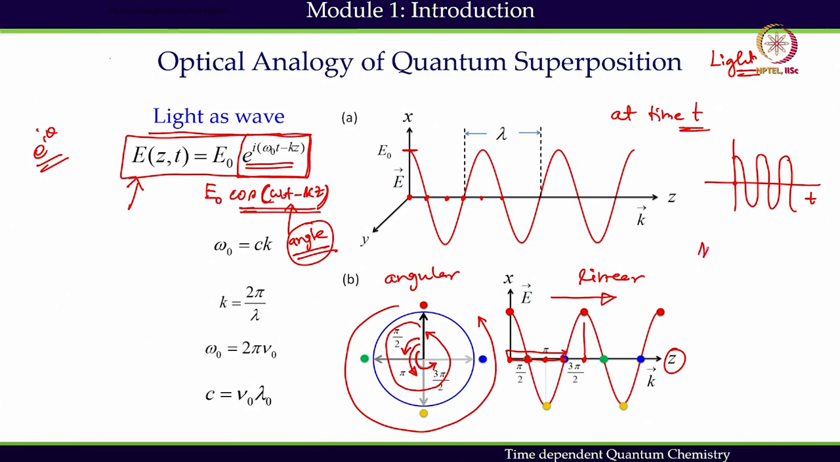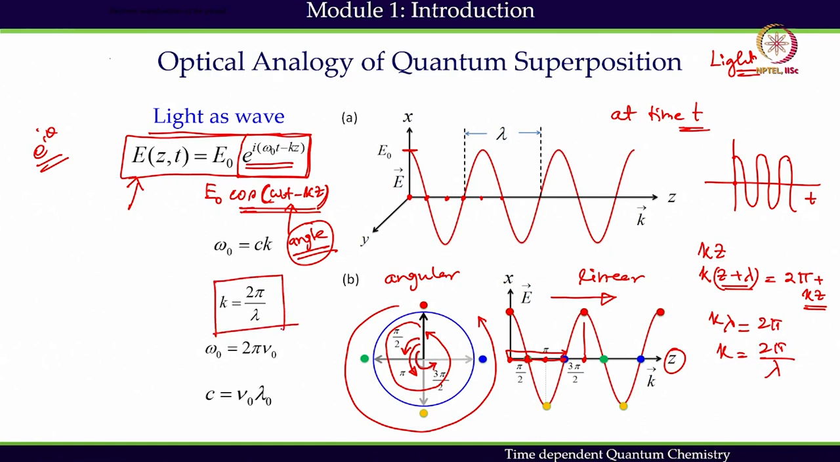This kz is the term which controls the linear advancement. If I advance by z plus lambda, the total wavelength, then the angular advancement would be kz plus 2 pi. Previously it was kz, now with linear advancement z plus lambda, it gives angular advancement kz plus 2 pi. So k lambda equals 2 pi, or k equals 2 pi by lambda. These are the important relations for all these plane waves.